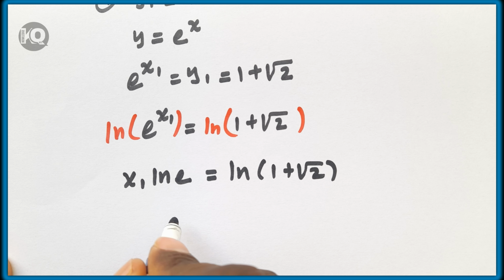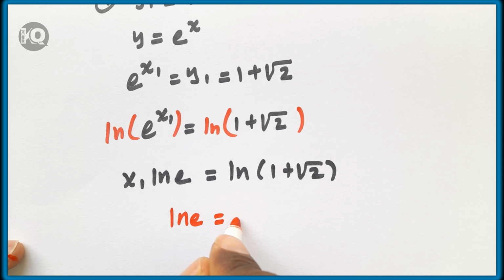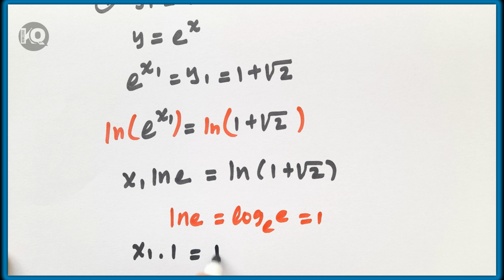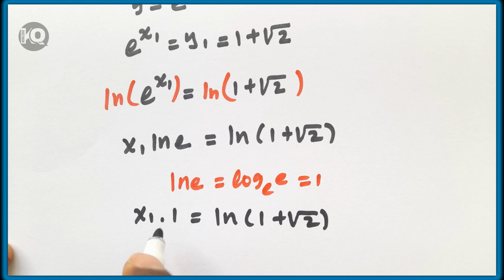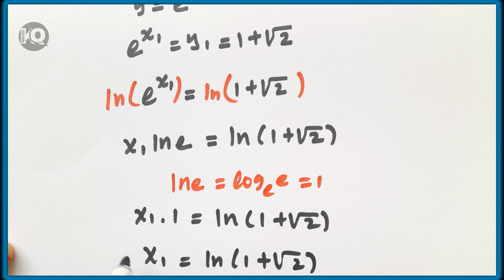So this ln e is equal to log of e to the base e, which is equal to 1. So x1 times 1 is equal to ln of 1 plus the square root of 2. So it's 1, so x1 is equal to ln of 1 plus the square root of 2. This is the first solution for x.